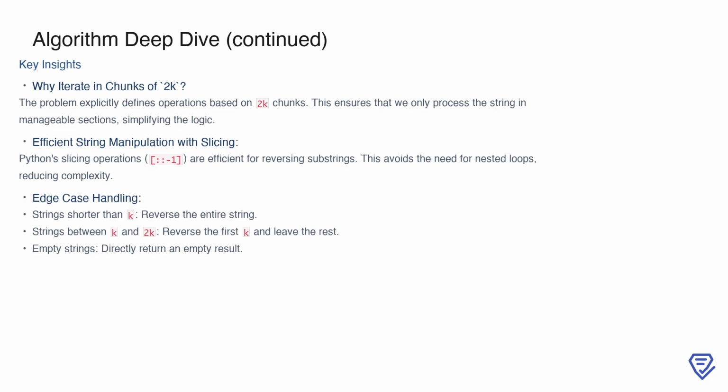Proper handling of edge cases is also critical to ensure correctness. For instance, when the string is shorter than k, we simply reverse the entire string. If the string length falls between k and 2k, we reverse only the first k characters while leaving the rest intact. For empty strings, the function directly returns an empty result. These small but important considerations ensure that the solution is robust and handles all possible inputs gracefully.